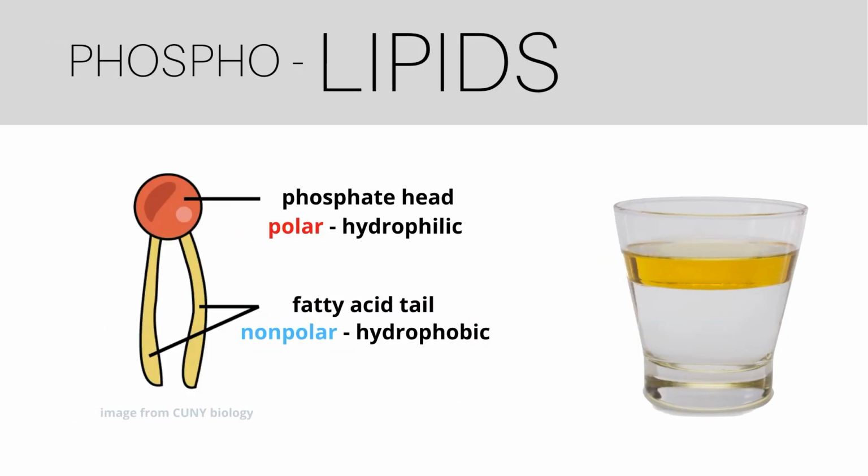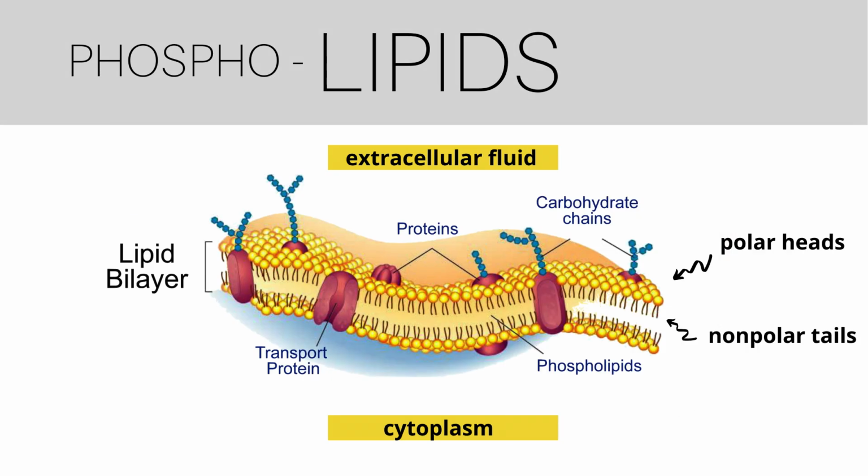However, with phospholipids, the molecules have both a polar and a nonpolar region, meaning they are both hydrophilic, water-loving, and hydrophobic, water-fearing. The phosphate head is polar, and that's the part that likes water, and the fatty acid tails are nonpolar, which makes them hate water. Now this is a cell membrane, which is made up of a double layer of these phospholipids, which is why it's called a phospholipid bilayer.